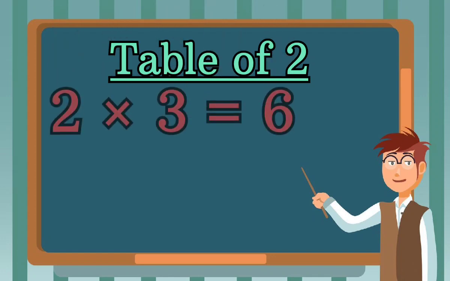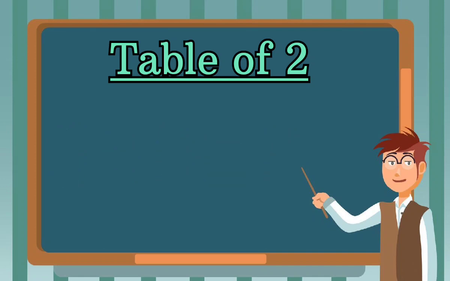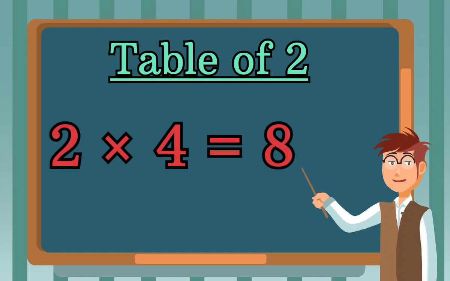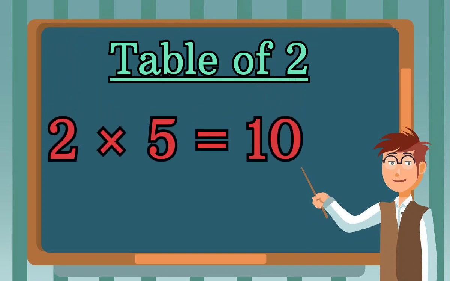Two threes are six. Two fours are eight. Two fives are ten.